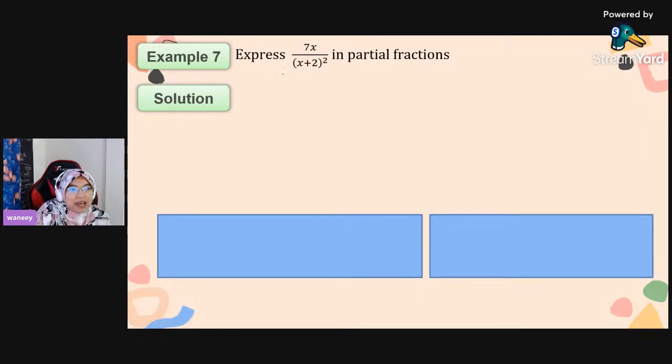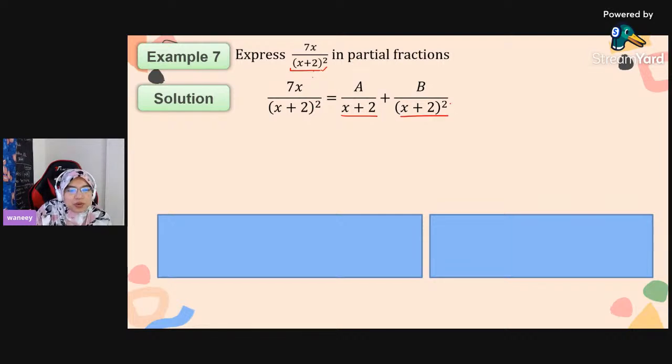Okay, so we only have a simple thing which is x plus 2 square in our denominator. So this is a repeated linear. So make sure you have x plus 2 to the power of 1 first and then x plus 2 square in your denominator. Okay, so firstly we have x plus 2 and then x plus 2 square. So this is a repeated linear. So this is where you separate your denominator.